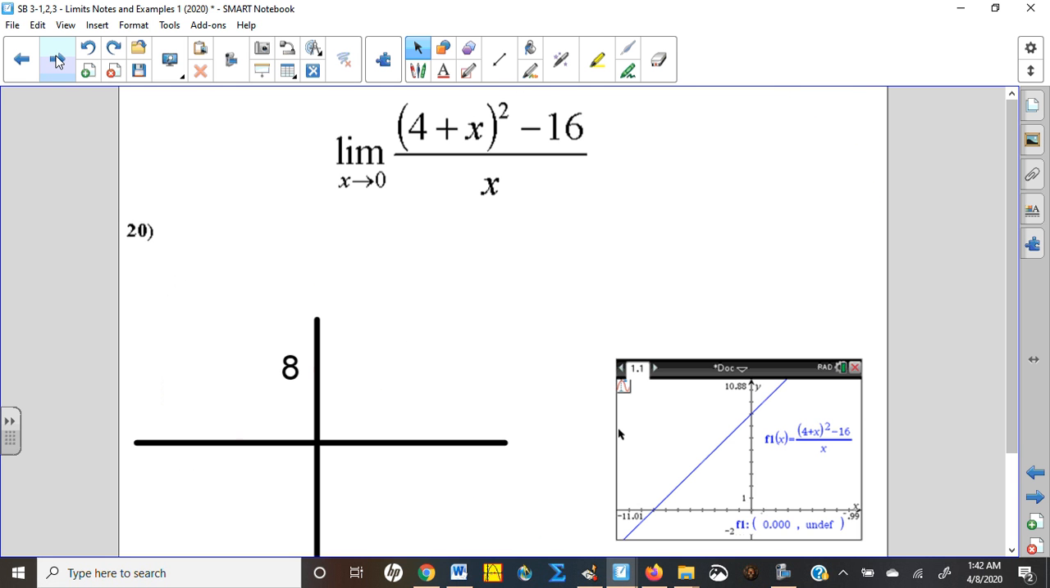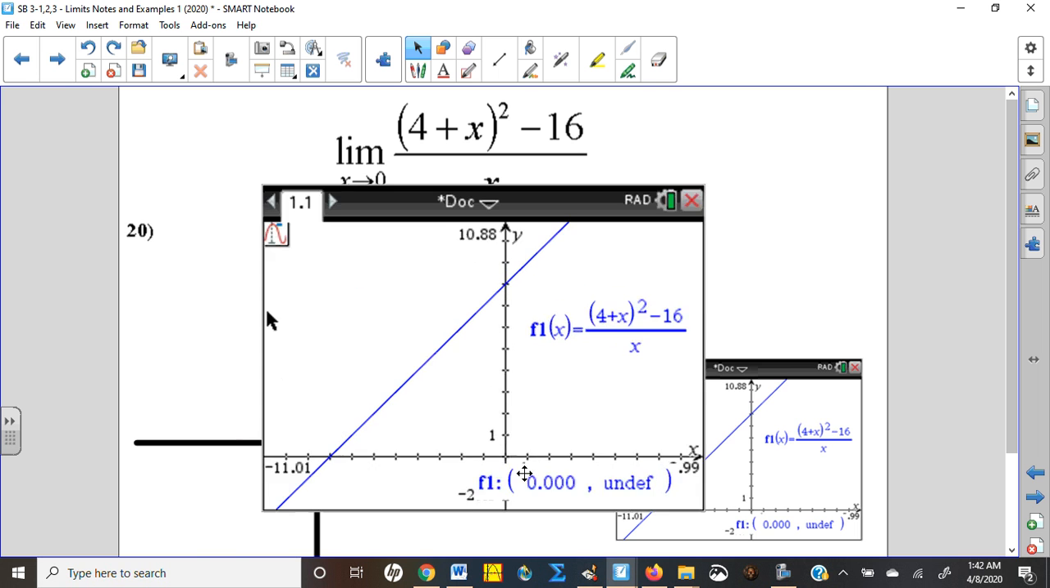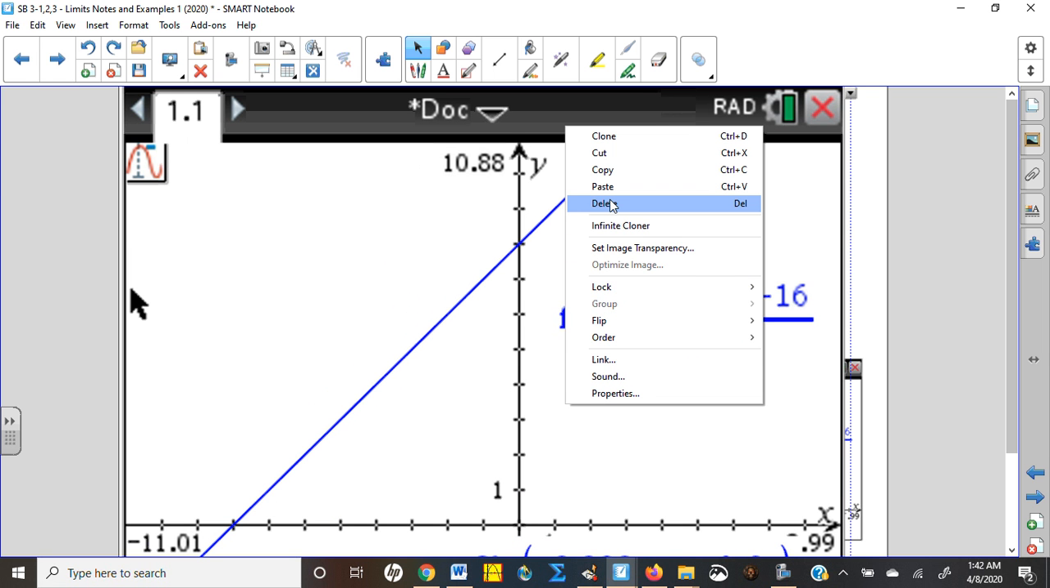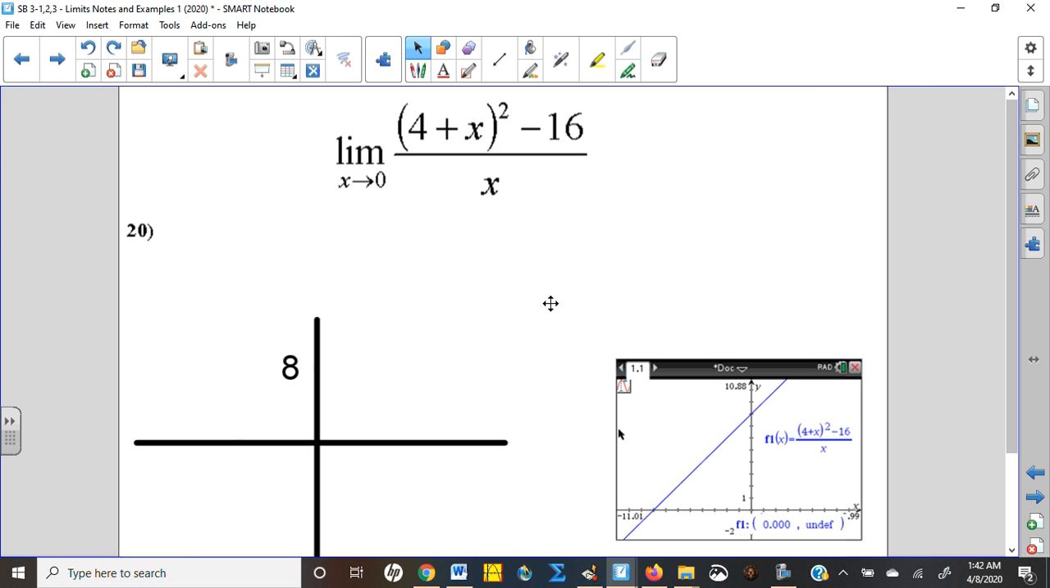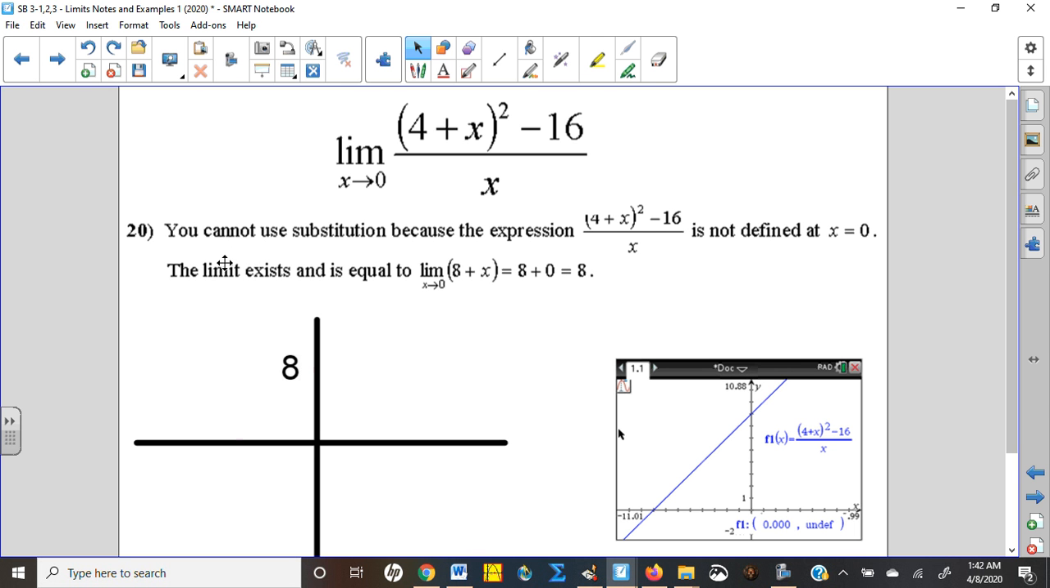Finally, we end up with number 20, which looks like just a standard problem that's undefined, except when you look at the graph, I don't see any vertical asymptotes. There's no vertical asymptote at 0. That's because through cancellation, you will be able to get rid of that x in the bottom, and that's the type of problem we're going to look at tomorrow. But in the meantime, I would say you can't evaluate the limit through substitution because we're not allowed to divide by 0, just like we have been saying on a lot of the other problems.